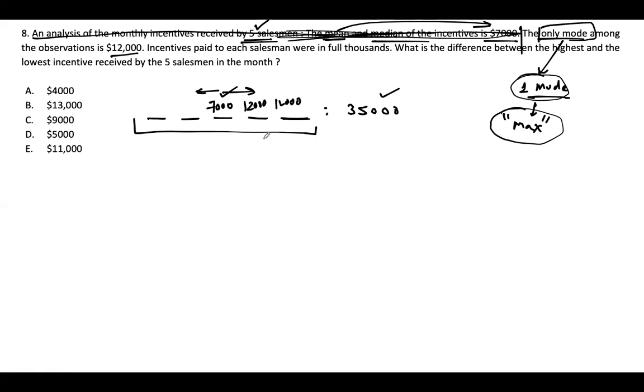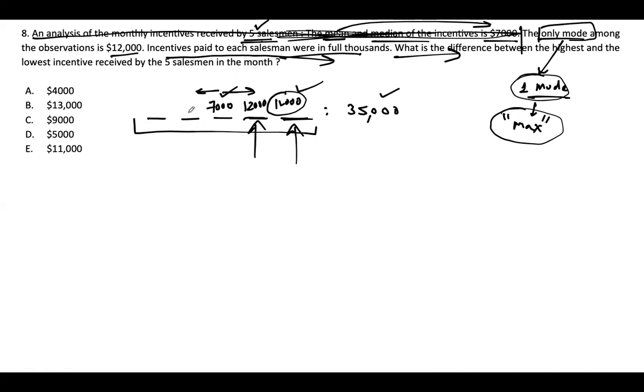Is my point clear to everyone that you will have two 12,000s? Yes, sir. All right. Okay. Go on. Complete the question. So incentives paid to each salesman were in full thousands: 35,000, 12,000, 6,000, 4,000. What is the difference between the highest and the lowest incentive received by five salesmen in the month?